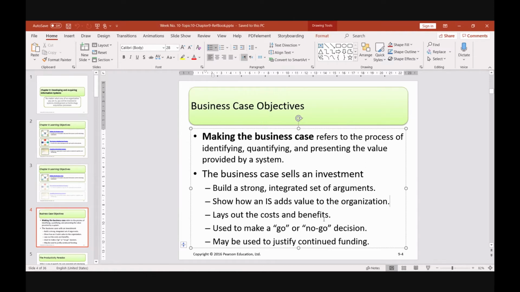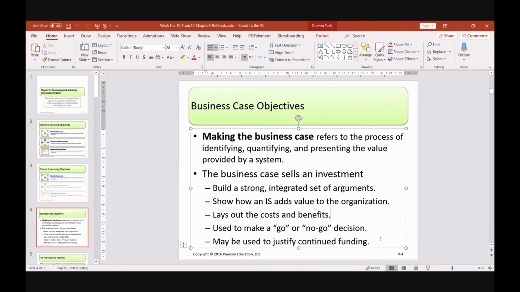It lays out the costs and benefits. What are the costs and benefits? Are you going to make a profit? How much will the system cost? How much profit will you get? You have to show them. It is used to make a go or no-go decision. During the presentation, you have to decide whether you will recommend it or not. And then it may also be used to justify continued funding.